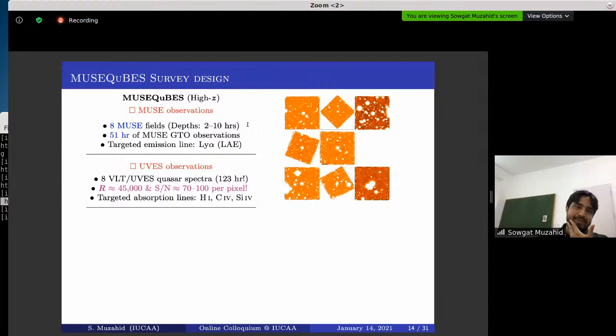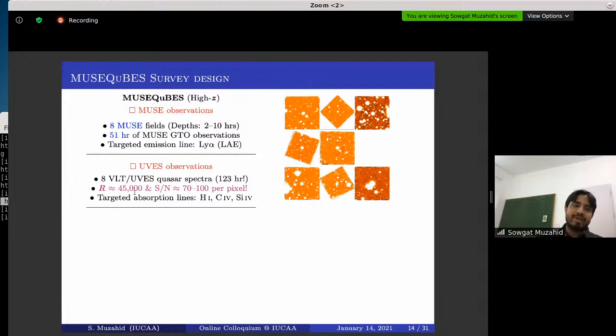So in high redshift MUSEQuBEs, we have 8 MUSE fields, as you can see here. We used about 50 hours of MUSE GTO observation, and the targeted emission line through which we detect galaxies is Lyman alpha, which is why they're called Lyman alpha emitters. You can see that at the center of each field there is a bright quasar, for which we have UVES data, very high quality data, using about 120 hours of VLT observation.